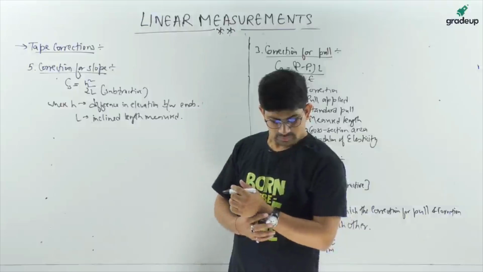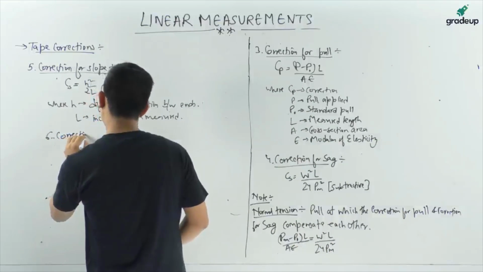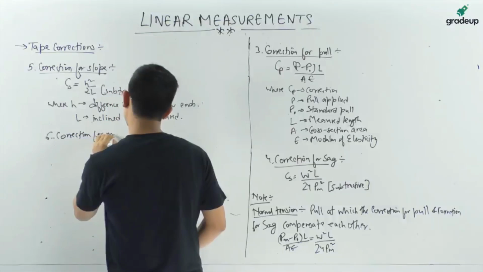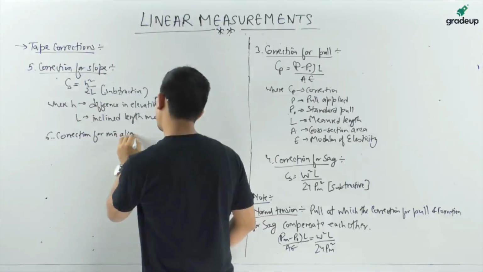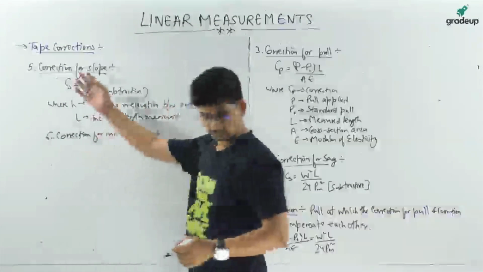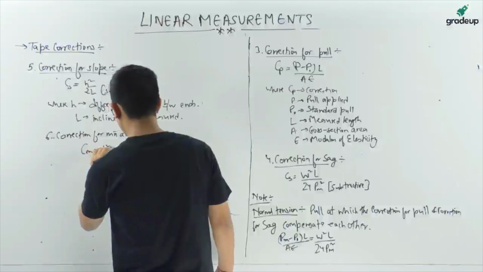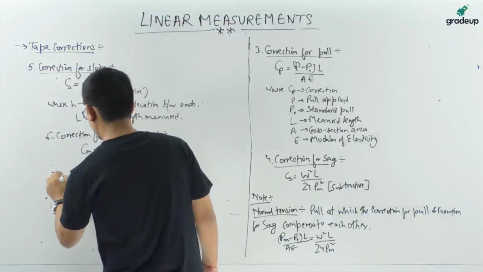Okay. Now, there is correction for misalignment. Now, the formula is similar to this one, that is Cm is equals to h square by 2L.